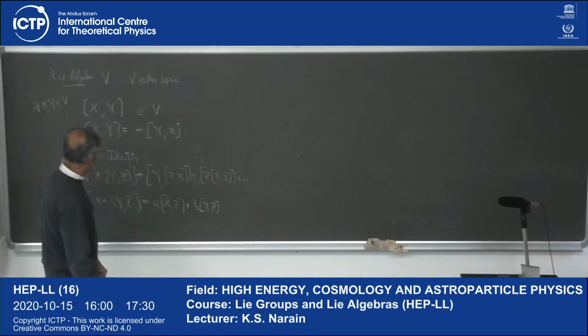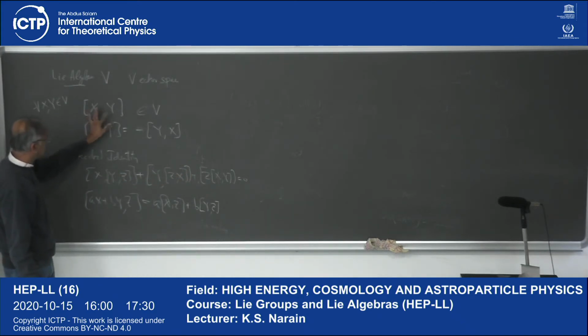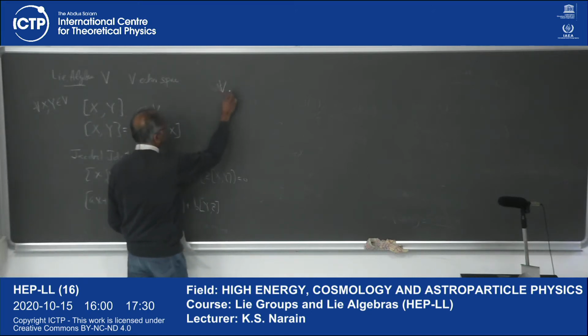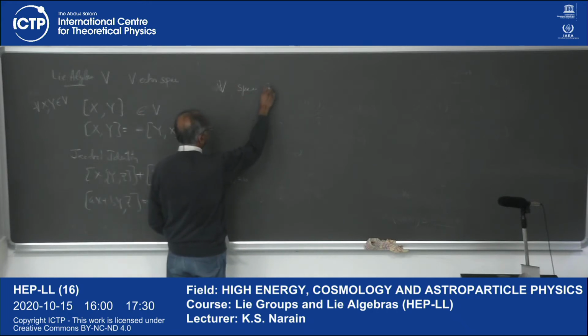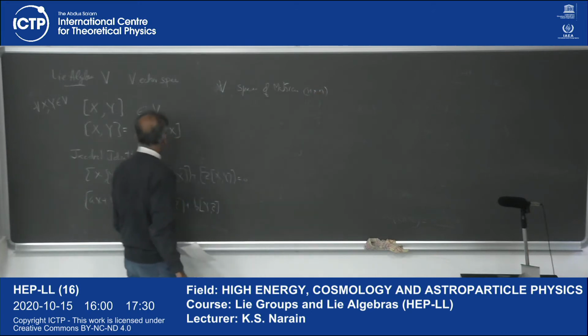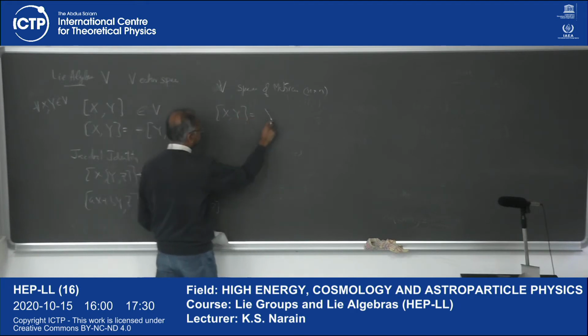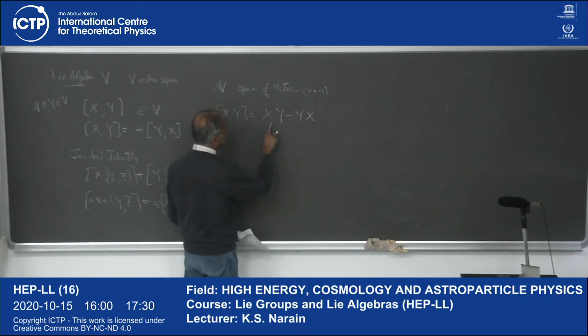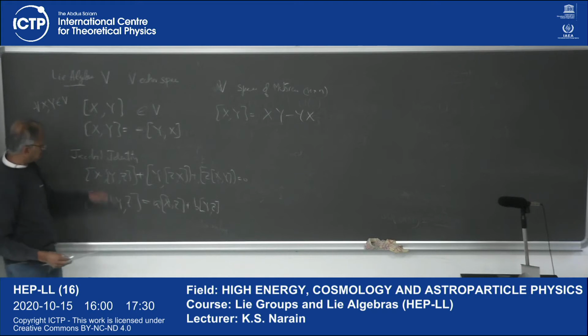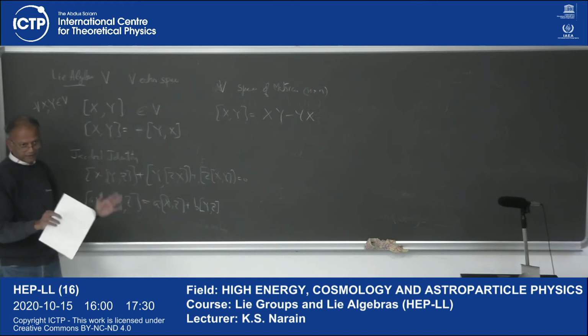Okay. For matrices, all these are automatic. If V was a space of square n cross n matrices and this commutation relation was simply the matrix commutation relation, then all these are automatic. In that case, you define the commutator simply as xy minus yx, where these are matrix multiplications, and you see that all the other conditions are automatically satisfied. But since we don't want to think in terms of matrices, we just formalize these rules.